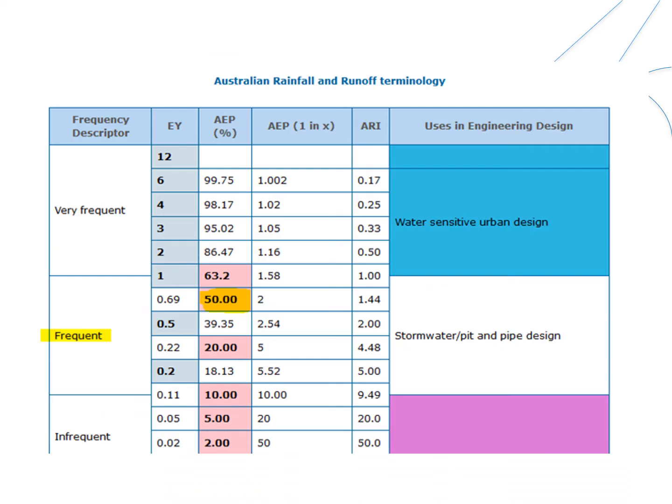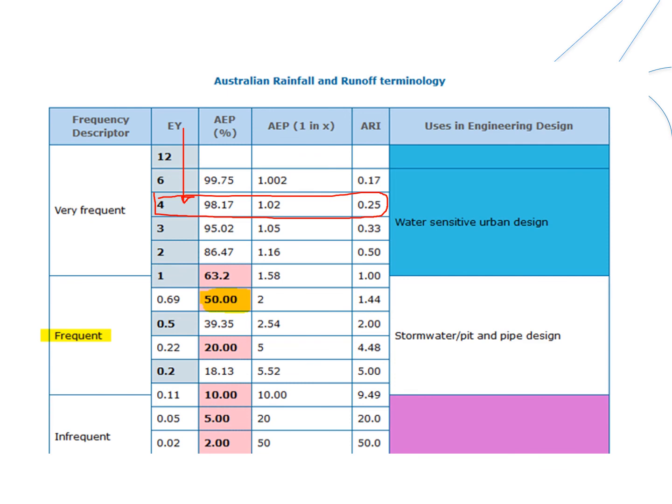All right. So these are the frequency descriptors used by Australian Rainfall and Runoff. There are different frequency descriptors: very frequent, frequent, infrequent, rare, and so on. If you look at these values here, they all mean the same thing. The EY means events per year. So 4 EY means 4 events in a year, right?